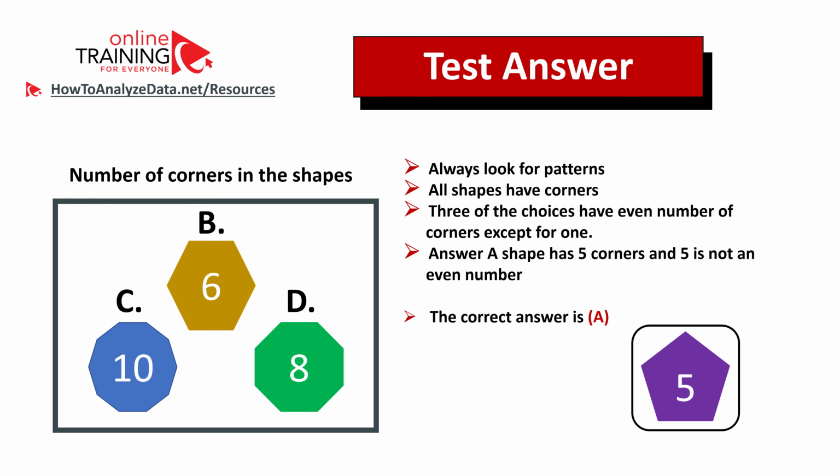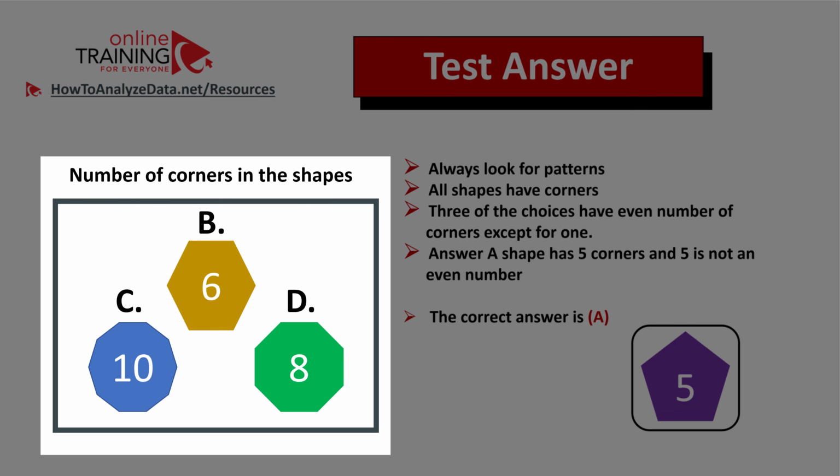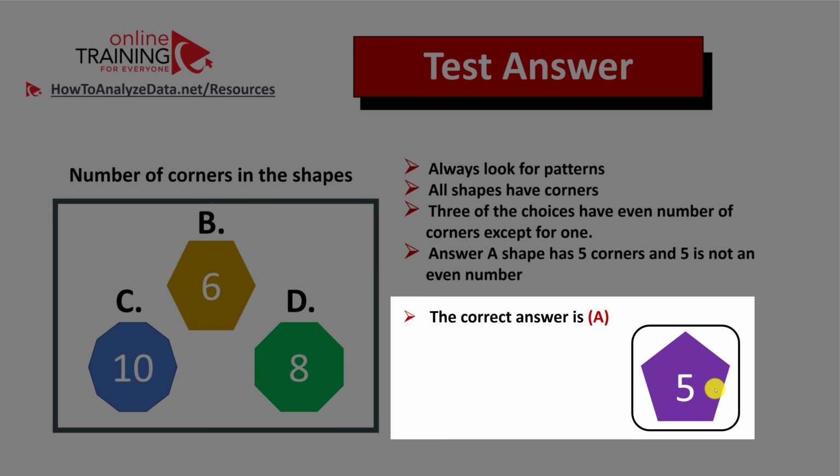Let me explain to you how to come up with the solution in this particular case. Always look for patterns. And the pattern specific to this particular question is the number of corners in the shapes. If you look closely, 3 choices have even numbers of corners except for 1. Choices B, C, and D have 6, 10, and 8 corners respectively, and choice A only has 5 corners.